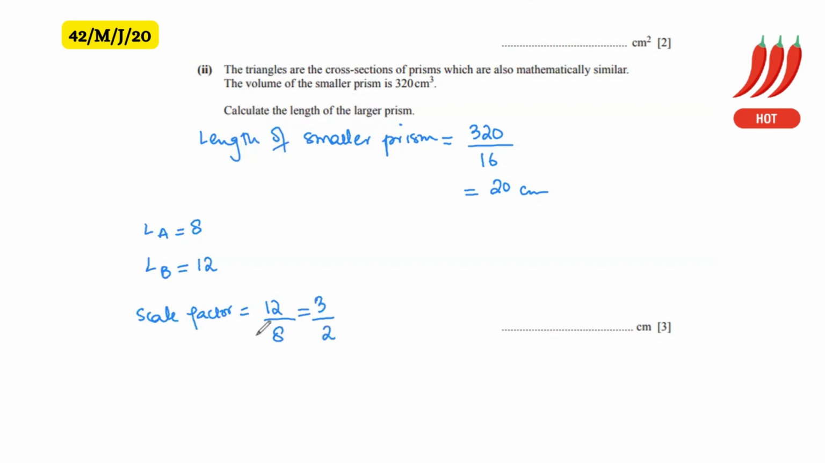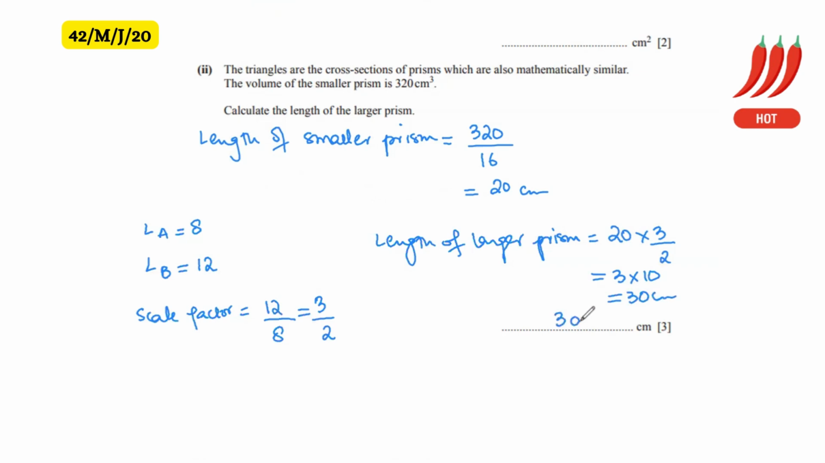So if the lengths are being increased by the scale factor, that means the longitudinal length of the entire prism would also be increased by that factor. So if the smaller prism has a length of 20 centimeters, the length of the larger prism would be 20 times 3 over 2, which is 3 times 10, and that's 30 centimeters. That is the length of the larger prism.